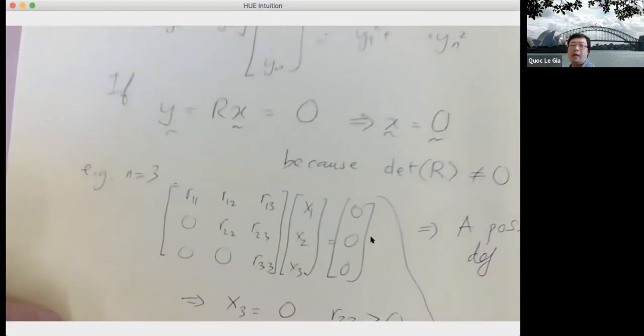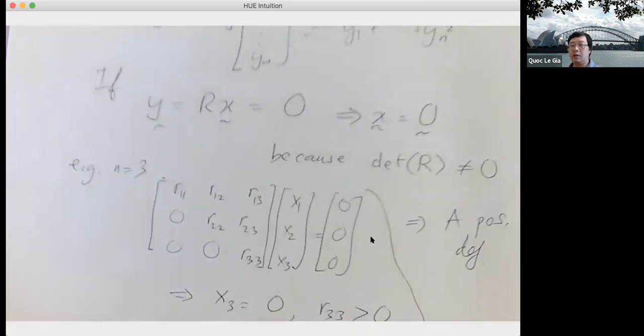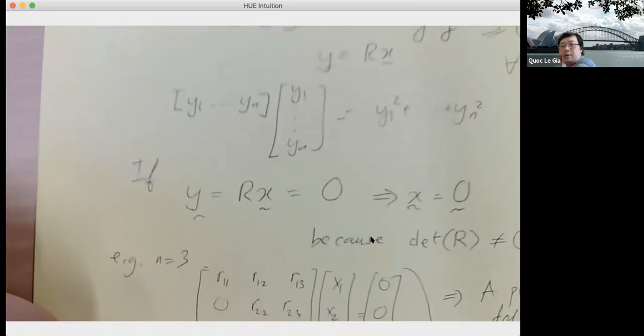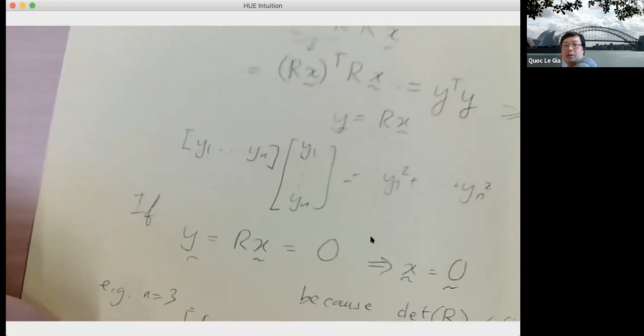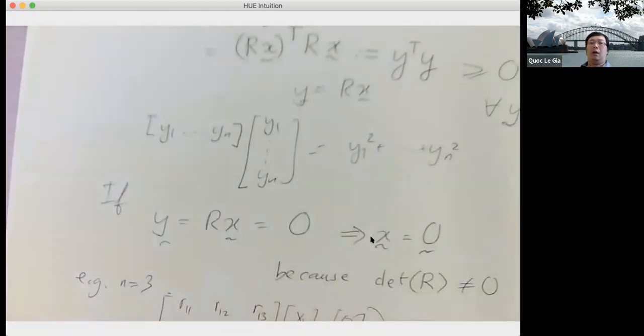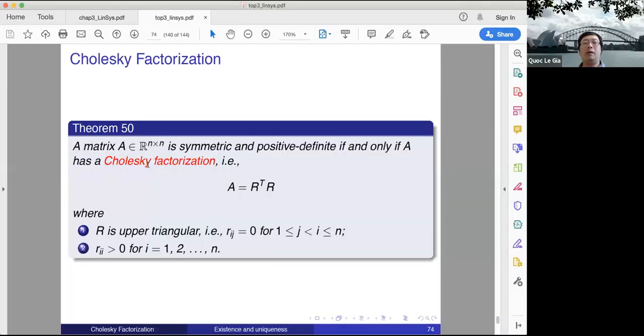So when it has a Cholesky factorization, then the matrix is symmetric and positive definite, and this is how we prove it. So the proof is like this. Any questions? For the other direction, you have to read the lecture notes because it's a bit lengthy. But it can be proved, and we just skip that.